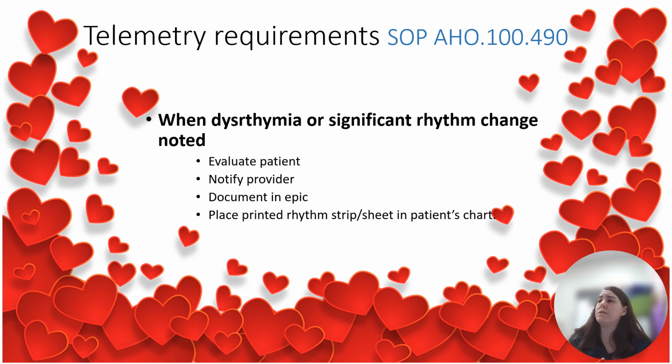When we note that there's a dysrhythmia or a significant rhythm change, we want to, of course, go to the patient. We want to evaluate that patient, see what's going on if we need to intervene urgently. Then we want to notify our provider, which possibly may include the rapid response team, but certainly the attending at the very least. Document such in Epic, all of the analyzation and intervention. And we're going to place that printed rhythm in the patient's chart.